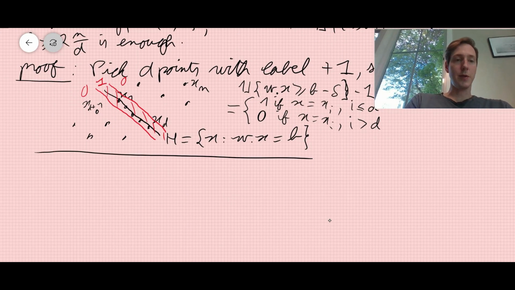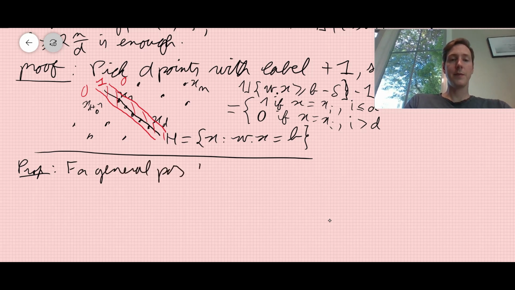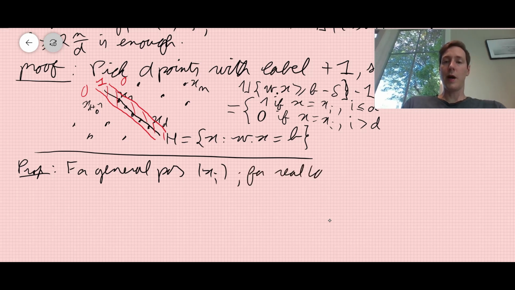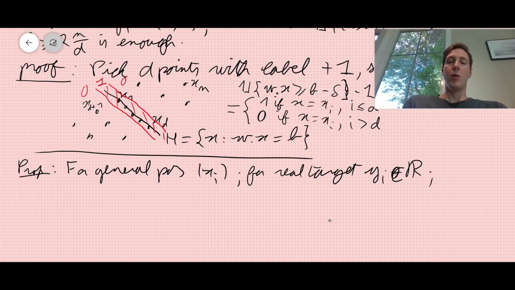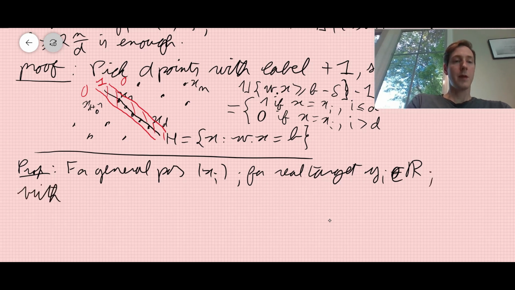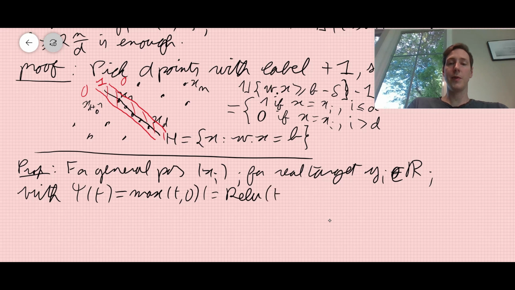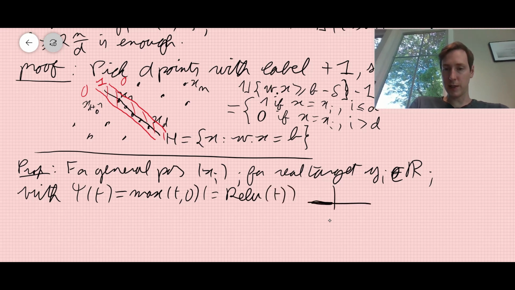So here is the proposition that I'm going to prove to you now: for general position xi's, for real target yi, okay, so any real target yi, with the ReLU, with psi of t, which is the maximum between t and 0, the positive part of t, aka the ReLU, the rectified linear unit. Okay, so this is just to clarify this function, right?